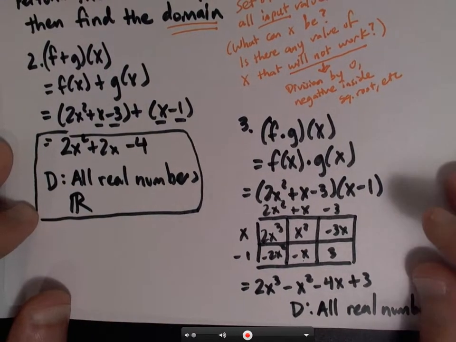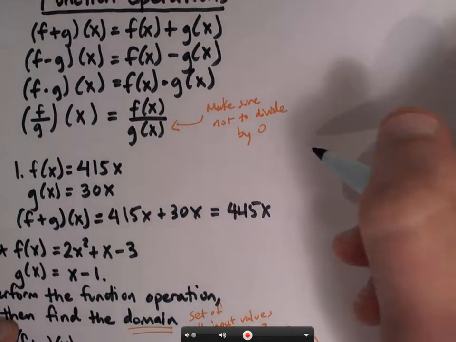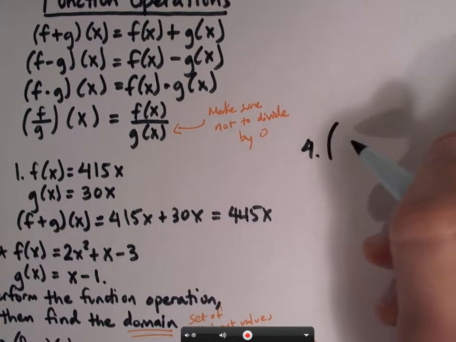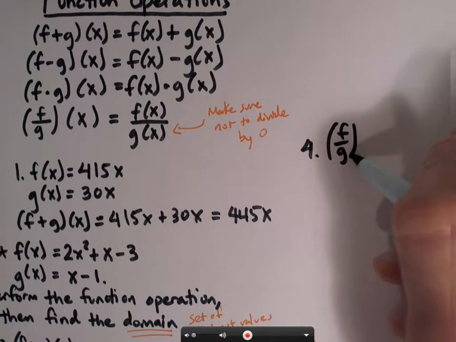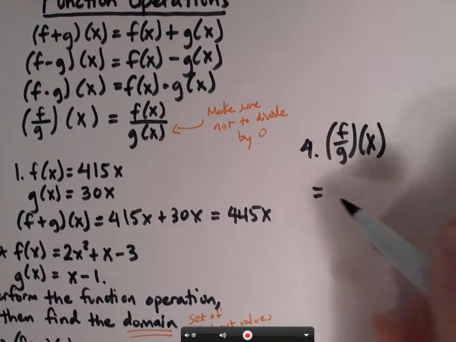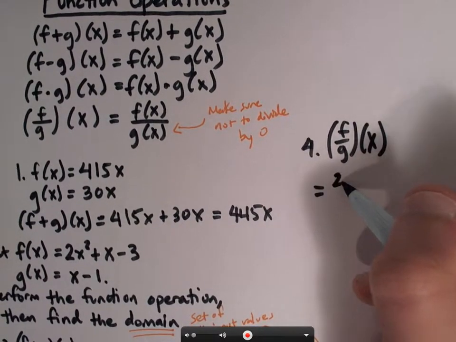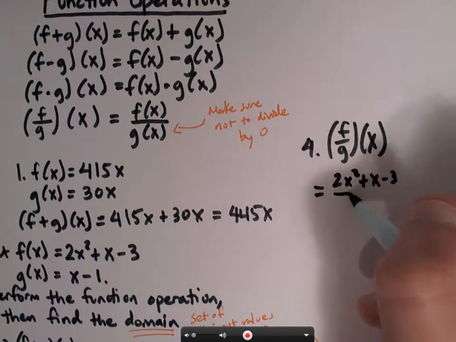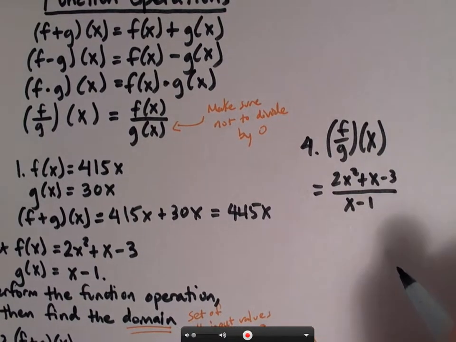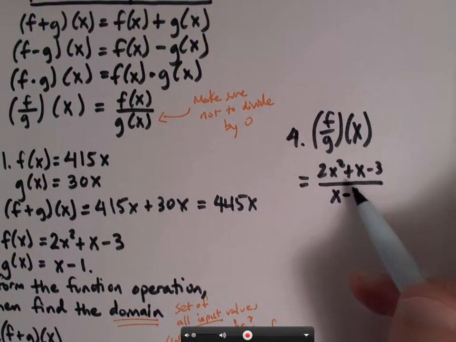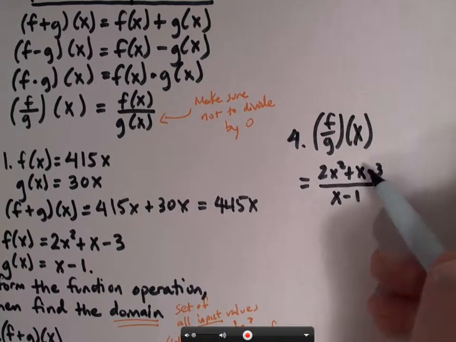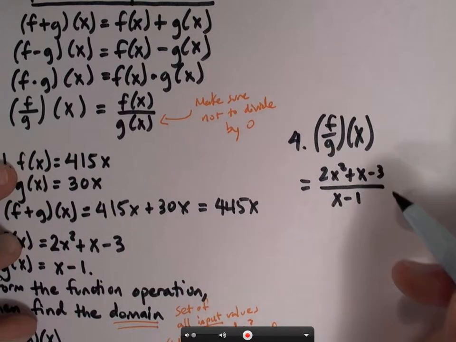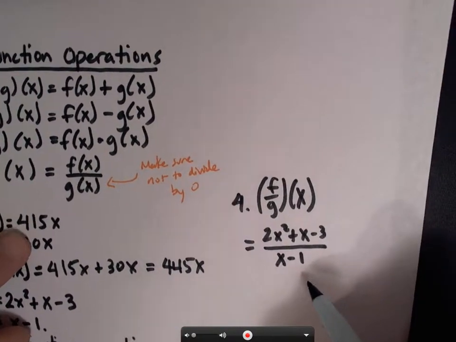Okay, let's try one more here. Division, so we'll call this one number 4. Let's do f over g of x. So that's going to give us f of x in the numerator, so 2x squared plus x minus 3, all over x minus 1. Okay, we learned that we can simplify this. I can't just cross off these x's, but if I could factor this, maybe it'll simplify with this x minus 1. So let's try and factor this. Let me go ahead and do that up here.